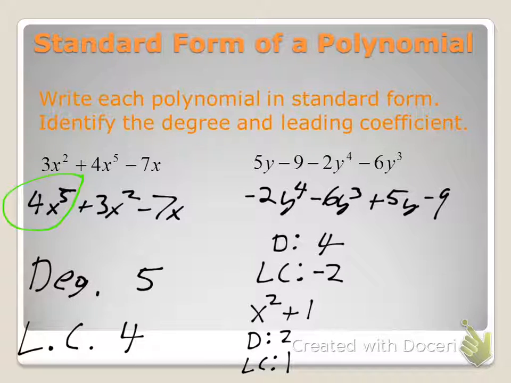What if it was a negative x squared? Then your leading coefficient would be negative 1. So don't forget about that stuff.